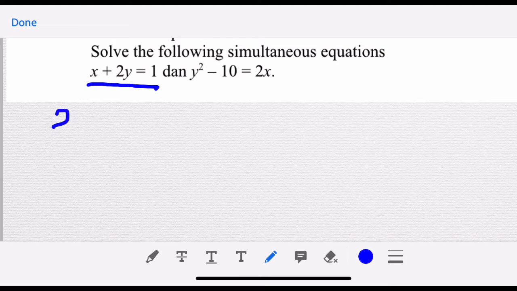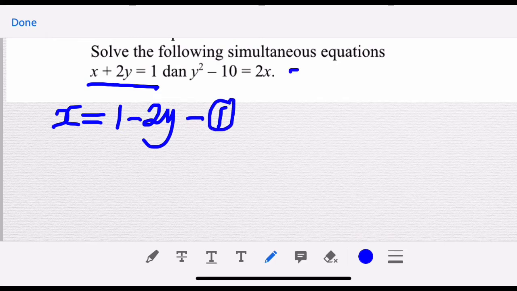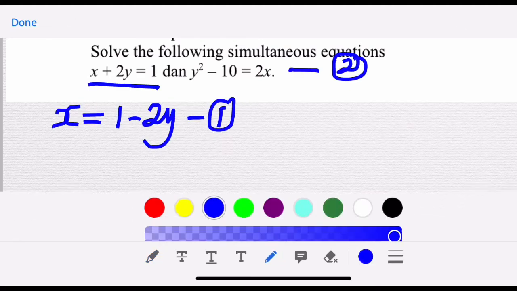So my x is 1 minus 2y. This is the linear equation. This is the non-linear equation. You can normally substitute the linear into the non-linear, but actually no problem. If you substitute the non-linear into the linear, it will come out with the same answer. So I'm going to substitute 1 into 2.